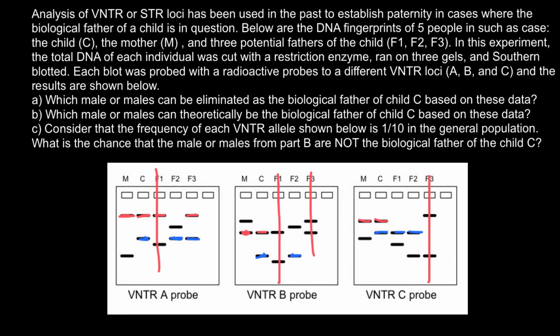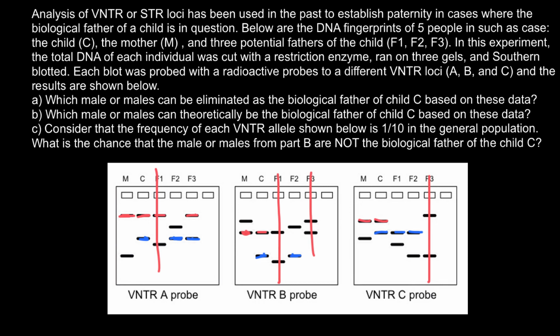So one more time, the first question: which male or males can be eliminated as the biological father of child C based on this data? We can eliminate person number 1 and number 3 here. So basically we can eliminate F1 and F3.